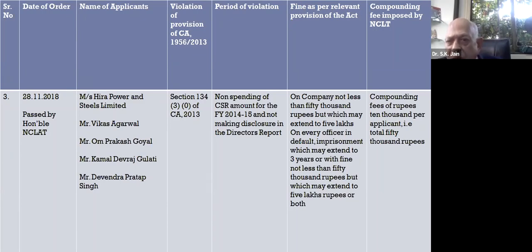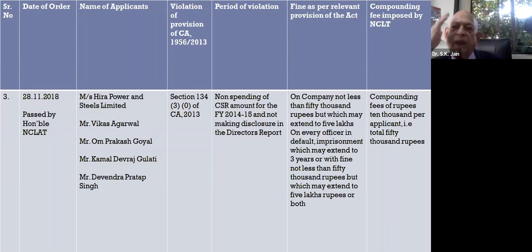So in case of company, you will find the word imprisonment is not used. But in case of directors, the punishment can be fine or imprisonment. So in case of directors, the prescribed punishment is fine or imprisonment. So fine is not less than 50,000, which may extend to 5 lakh, and punishment by way of imprisonment, which is discretionary, is up to 3 years.